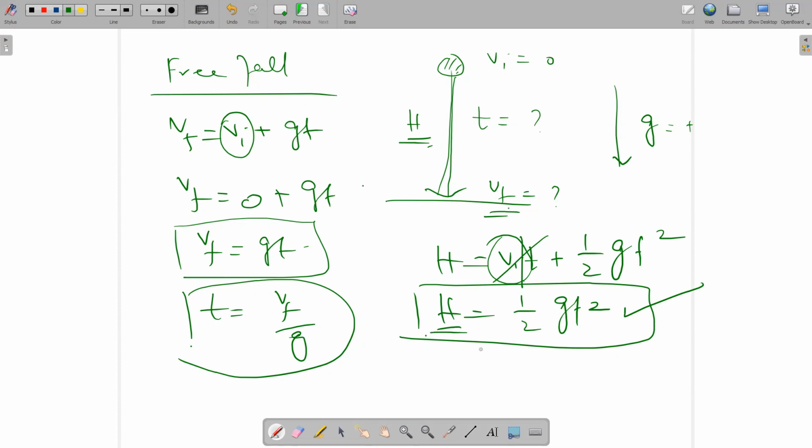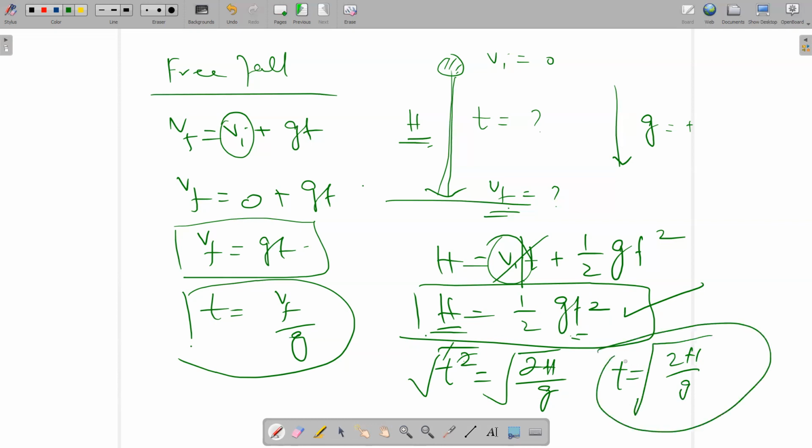So if you know the height, you can find the time. If you know the time, you can find the distance. So the time will be what? T square is equal to 2h over g. And if you take the square root of both sides, this will cancel with this one and time will be the square root of 2h over g. So you can apply this formula if you know the height to find the time. If you know the velocity, to find the time you can use the other formula. So this is free fall motion. The body is moving down.